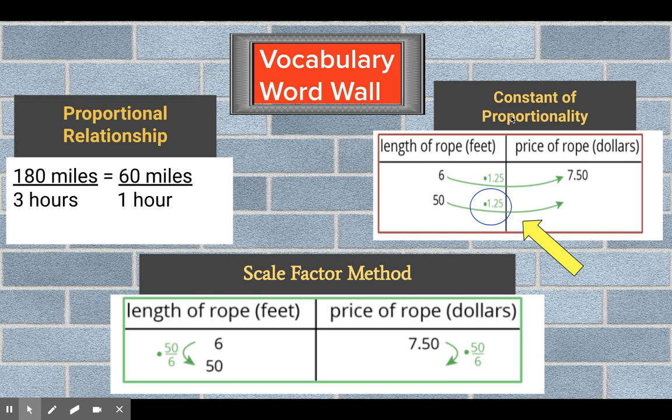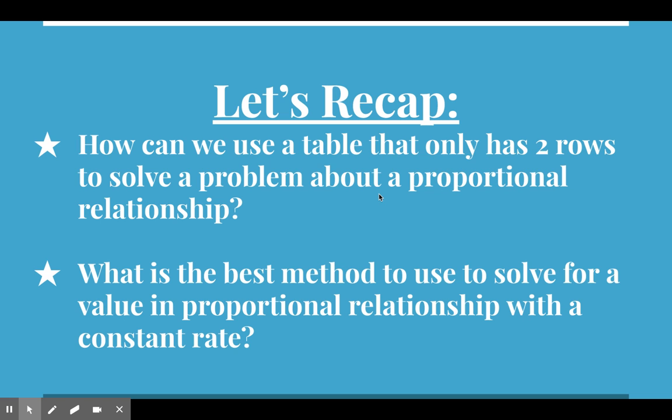So either one of these is possible for us to solve these problems. Let's recap a little bit. We want to know, how can we use the table that only has 2 rows to solve a problem about a proportional relationship? Well, we talked about that. We know that we can use the constant of proportionality method if it only has 2 rows. If it has more than 2 rows, then of course we can use the scale factor method, and we can use that for a table that has 2 rows as well. It just might be a little bit more difficult.